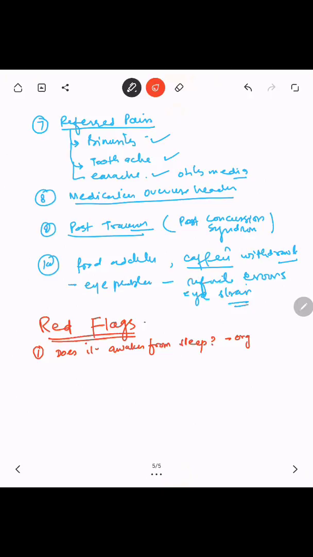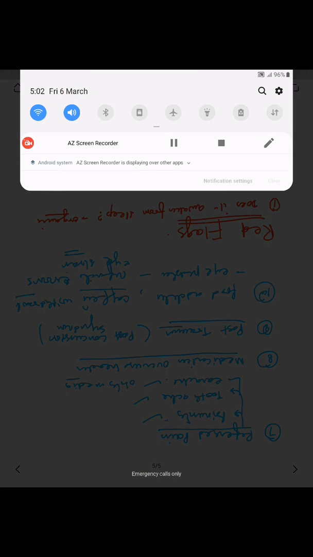Okay, so now we will be discussing the red flag signs. In red flags, you need to know the red flags for headache so that you don't miss them. If you are not able to evaluate the red flags, you are in a lot of trouble. Number one red flag: ask, does it awaken from sleep? Most of the organic causes of headache, and similarly in other problems also, the things which wake you up from sleep, do consider organic cause.